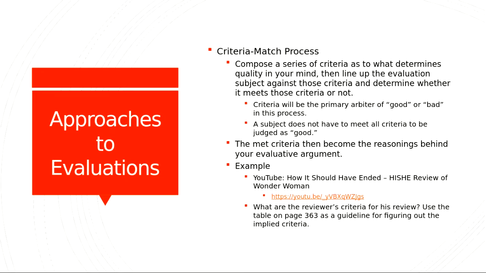The example I gave you here is the video from How It Should Have Ended, their review of Wonder Woman. I asked you what the reviewer's criteria are for his review, to try to think of what he's looking for. And we talked a little bit about this in the lecture. He's approaching it from the viewpoint of a knowledgeable superhero expert. He has certain expectations of what you want in a superhero film and an origin story, and specifically for Wonder Woman. Those are the criteria he sets up for his review. The only thing that he said was kind of lacking was the big bad villain Ares. The big bad villain wasn't exactly as fulfilling as what he wanted.